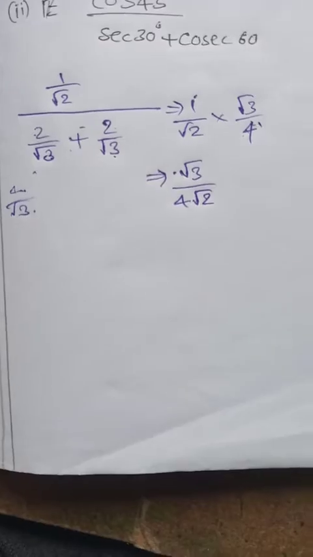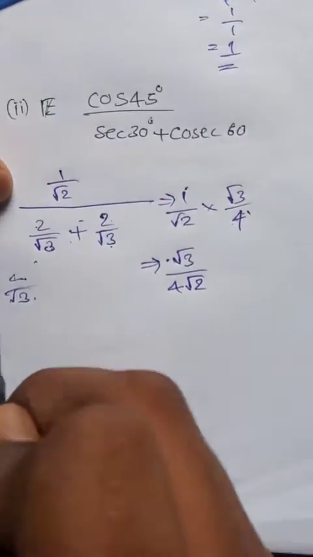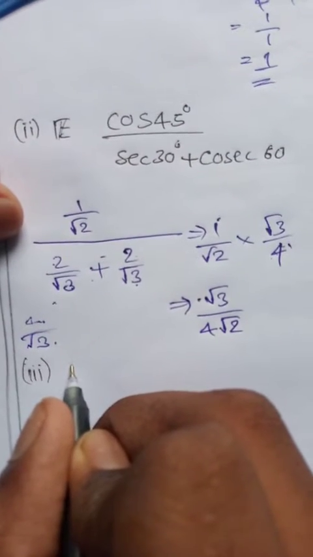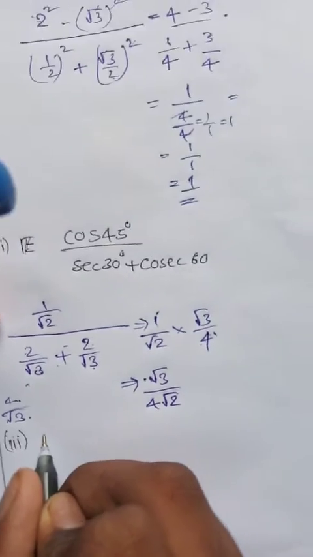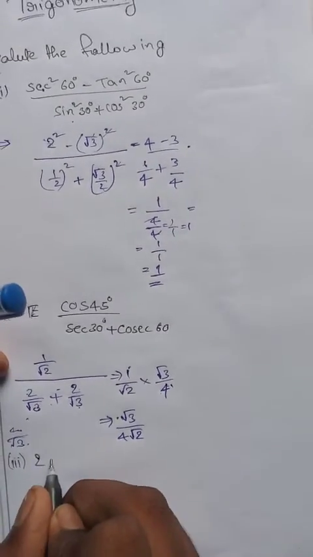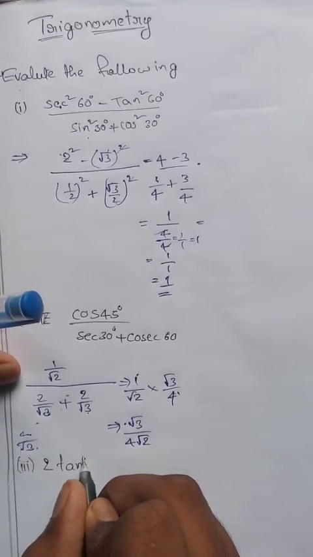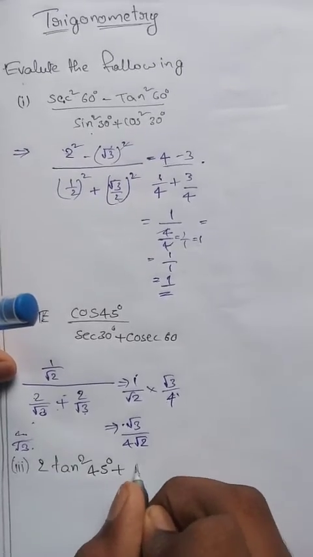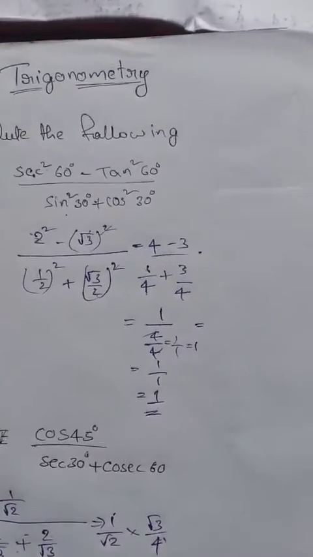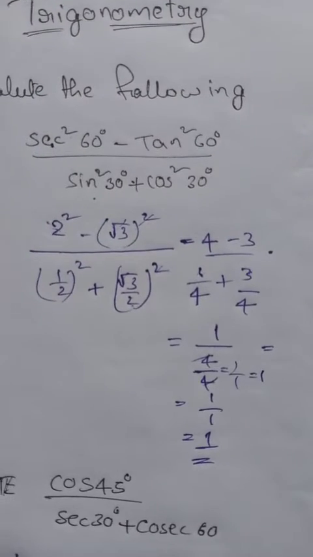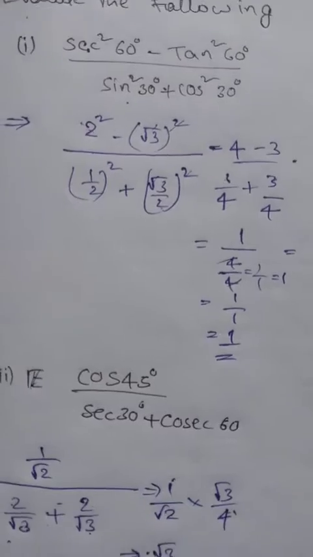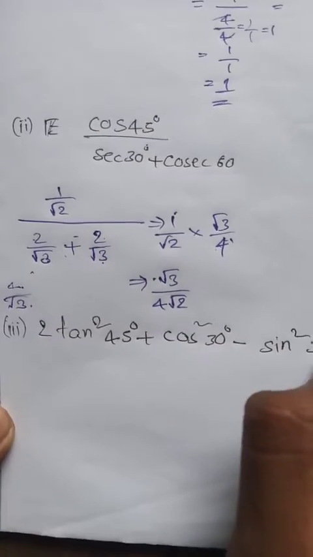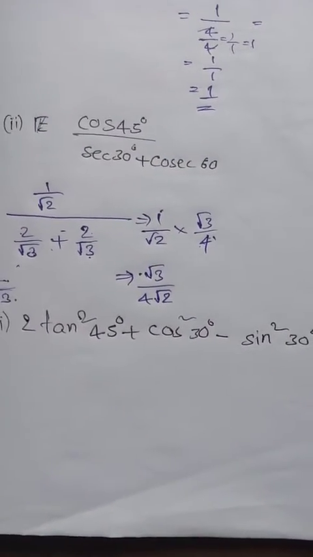Very simple guys. When you have learned the table, it is very simple. And the third sum is 2 tan square 45 degrees plus cos square 30 degrees minus sin square 30 degrees. Are you understand the question guys?